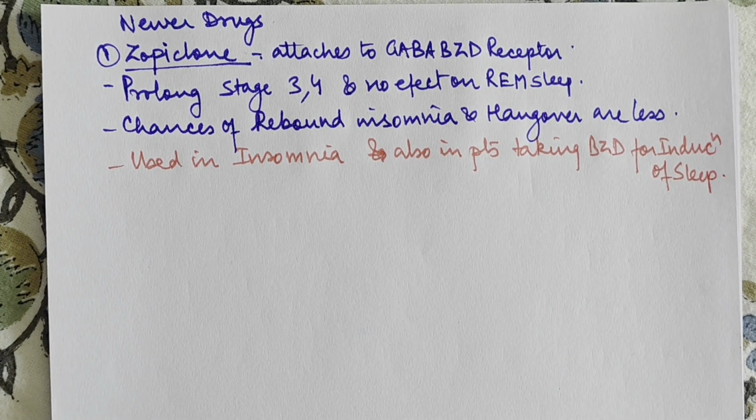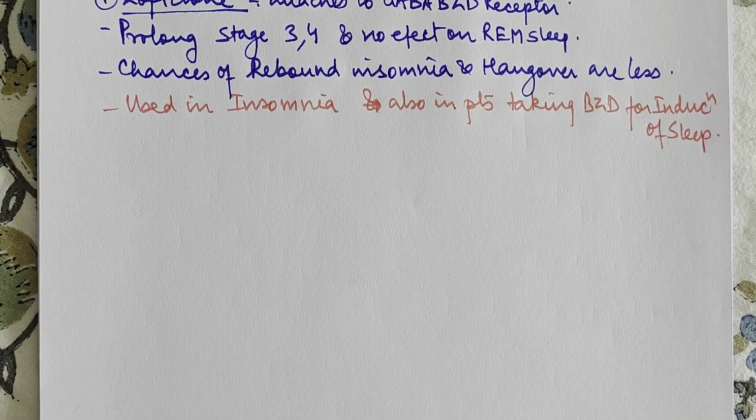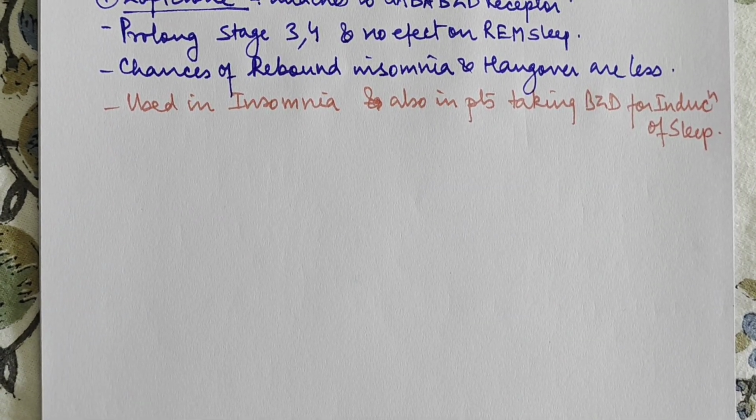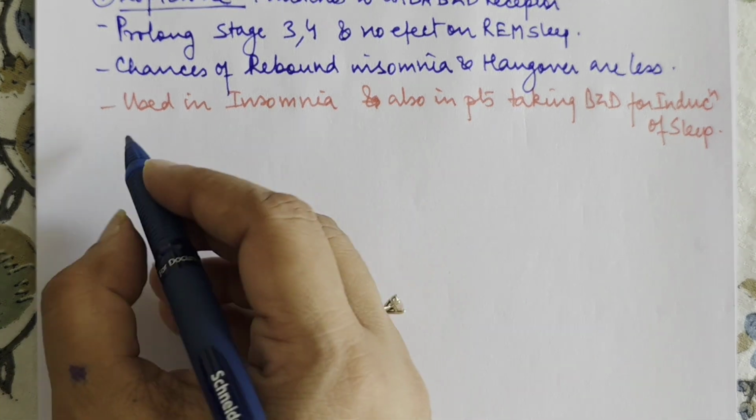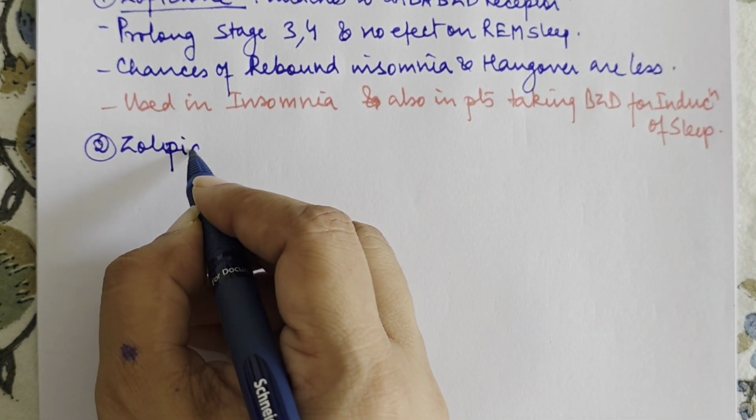In insomnia there are two types of problems. One is induction of sleep. The patient finds it difficult to fall asleep, and the second is maintenance of sleep, that is, the sleep breaks in between. Okay? Then the second drug we have is zolpidem.